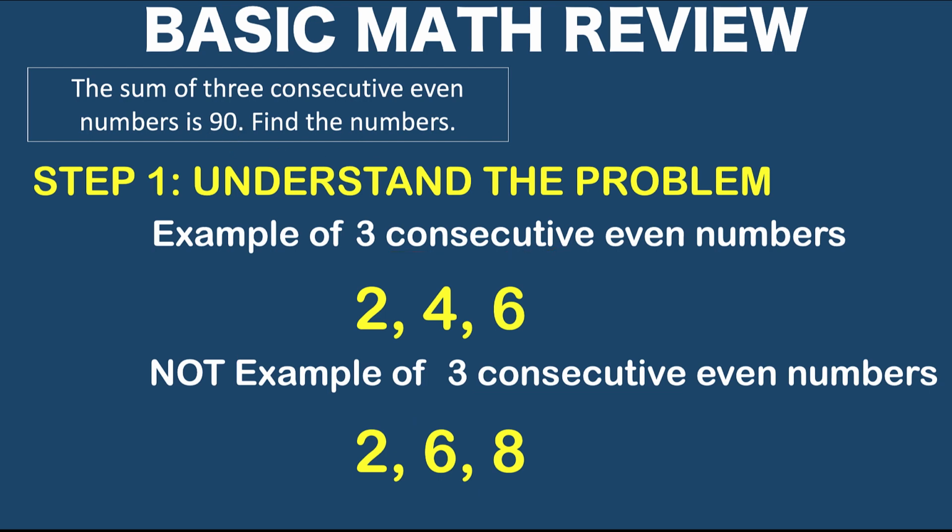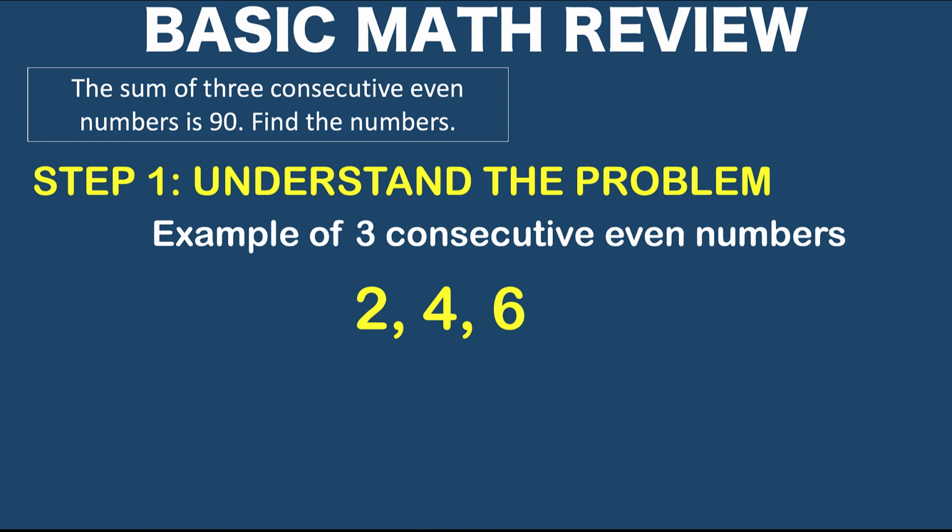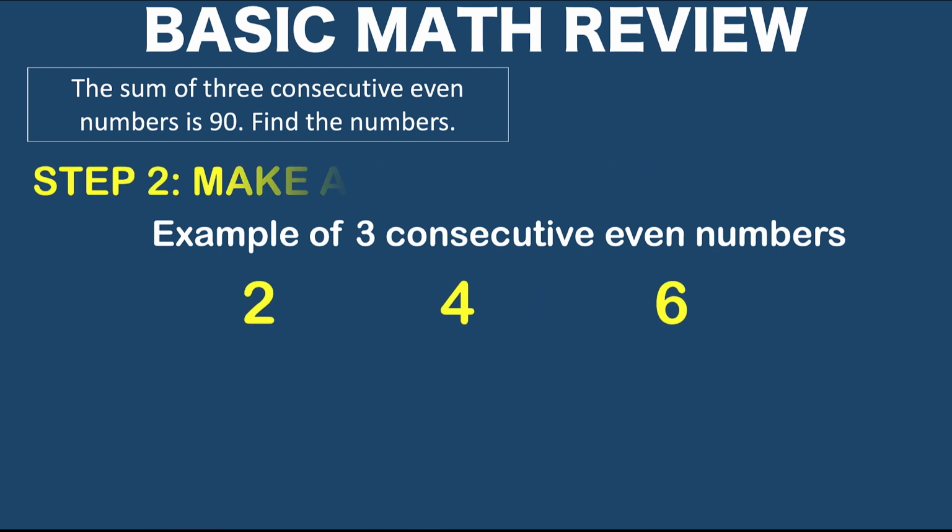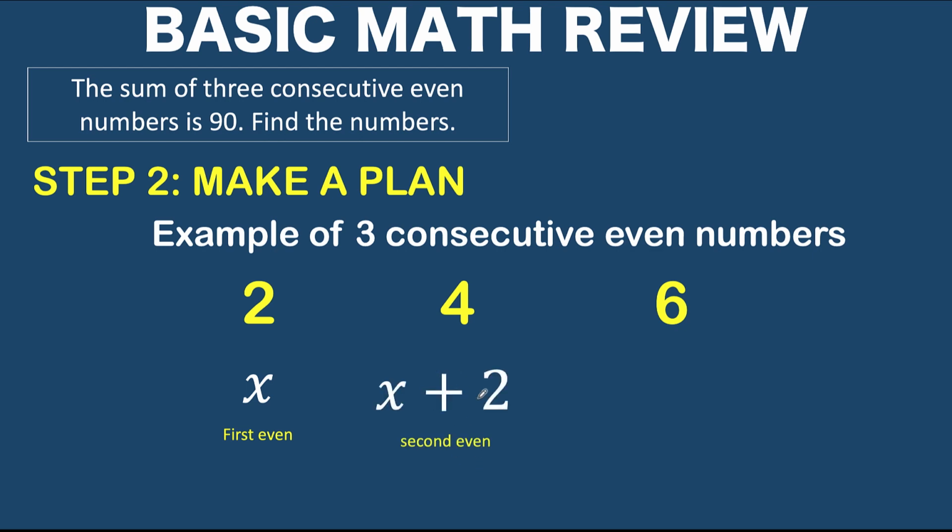So having understood what consecutive even numbers are, we are now ready to go to step number 2, which is to make a plan. And our plan here is to use algebra in order to represent algebraically three consecutive even numbers whose sum is 90. So we do not know what the first even number is, so let's use the variable x. Now from 2 to go to 4, notice that we need to add 2. But if we start at x as our first even number, then the second even number must be x plus 2 because the distance from the first even number to the next even number is 2 units.